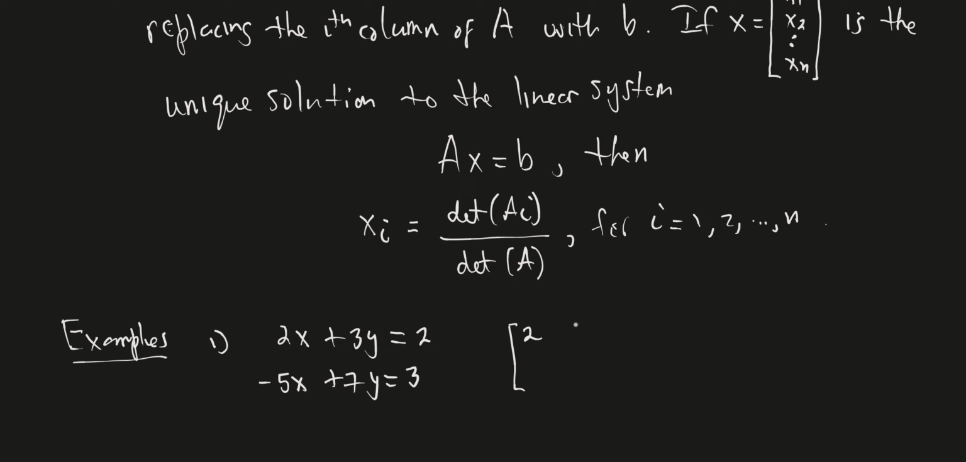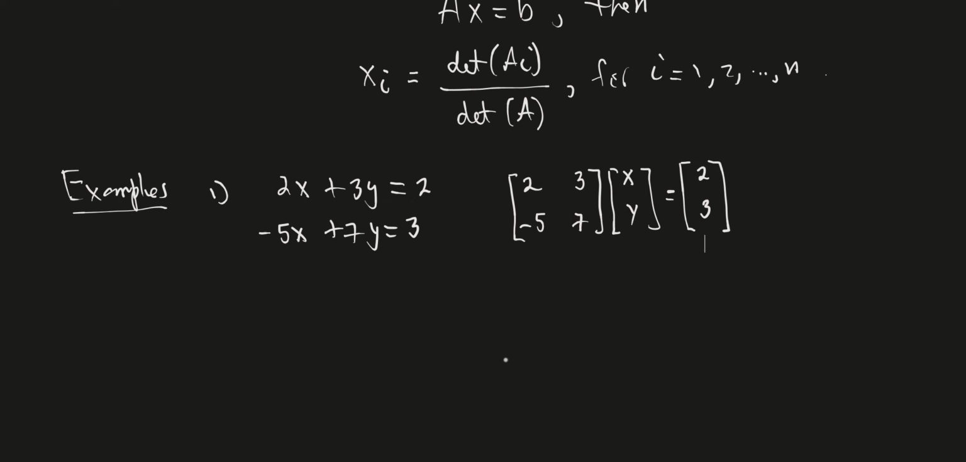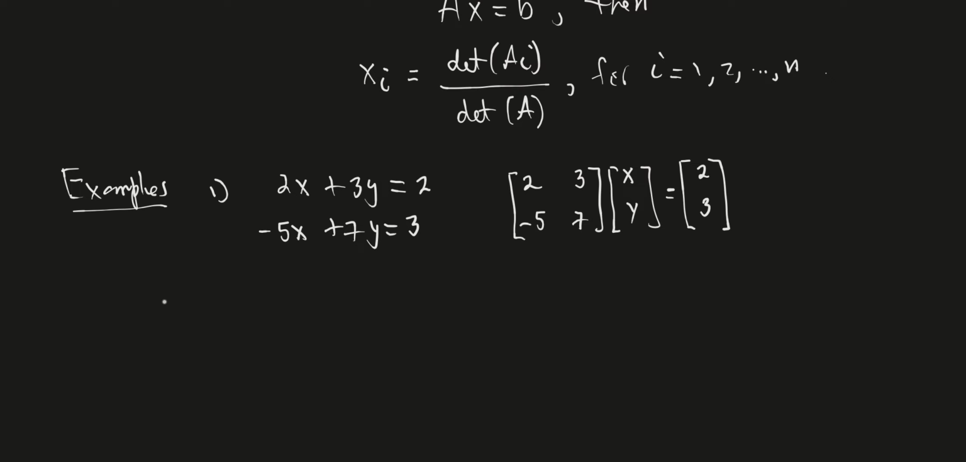So the matrix form of this system looks like that. That's our coefficient matrix. And then in this case, we're just using x and y since there are only two variables. And then over here is my b column, my constant column. So there we go. So first, let's write down all the matrices that we will need. So the coefficient matrix, that is the matrix 2, 3, negative 5, 7.